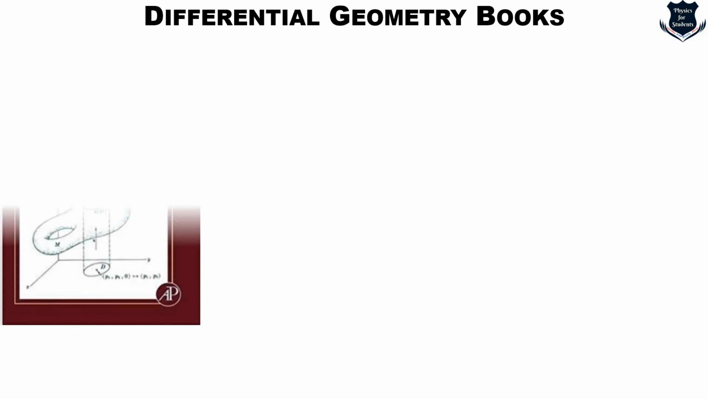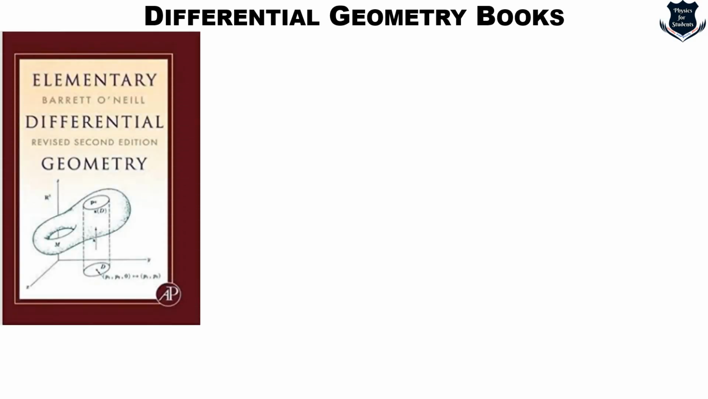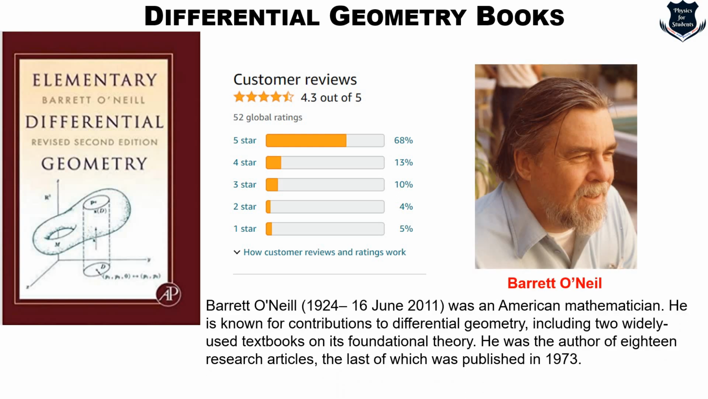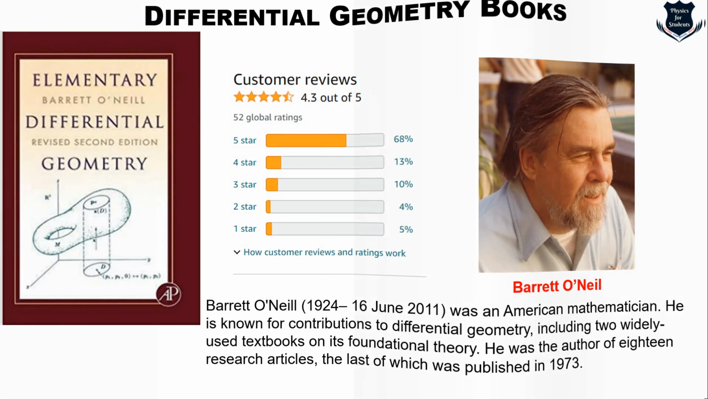Okay, so where do we stand now? We see there is another very, very famous, relatively easy book by Barrett O'Neill coming up, that is Elementary Differential Geometry. Customer review is 68%. This is the person, and he is basically known for writing books and contributing significantly to differential geometry, with 18 research articles published in 1973.